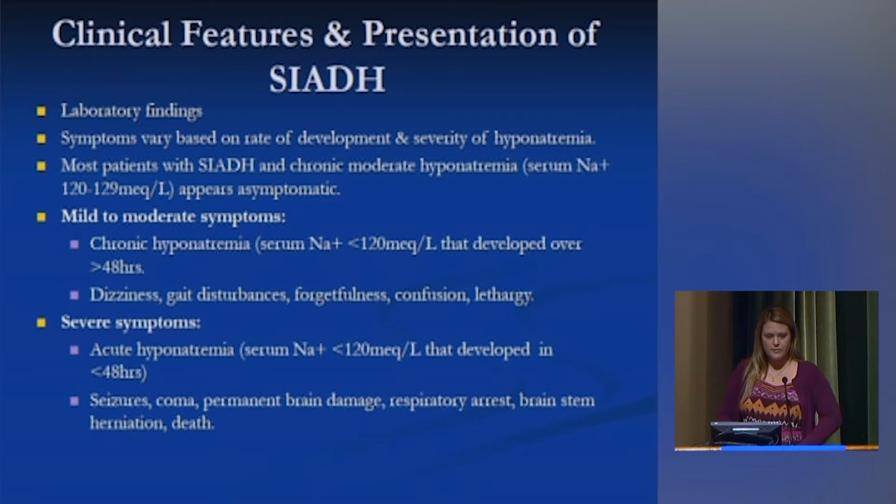Somebody that has a sodium level acutely of 120 is going to look different than somebody who's chronically had hyponatremia and has been that way for a while. Chronic means that it's developed over greater than 48 hours. You might see dizziness, some forgetfulness, confusion, and then more severe symptoms such as seizure, coma, respiratory arrest. That's the kind of stuff that we are used to seeing in the ICU setting.